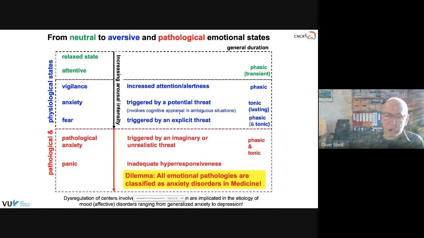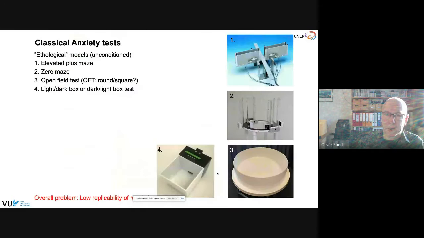And of course, as you all know, changes in the underlying neurotransmission, particularly the serotonergic system, are implicated in the etiology of mood disorders, ranging over a broad spectrum. And I'll give you some ideas why we think certain assays that we are using are really well suited and some are not so well suited, particularly for the translational aspect.